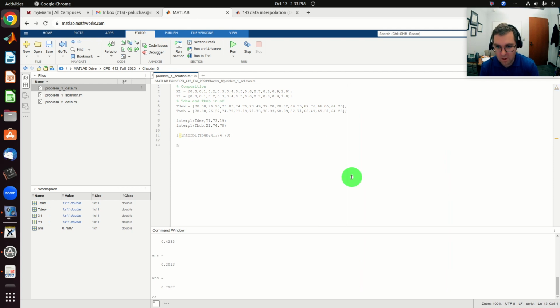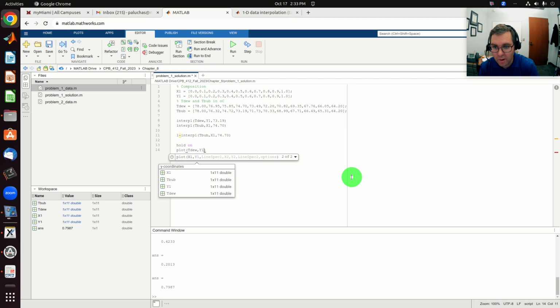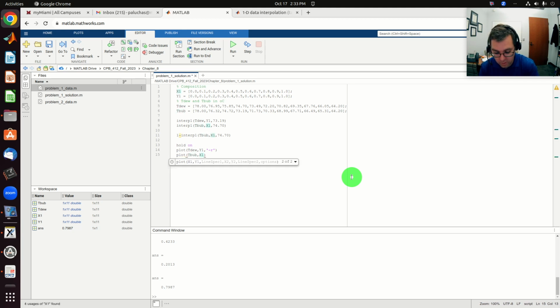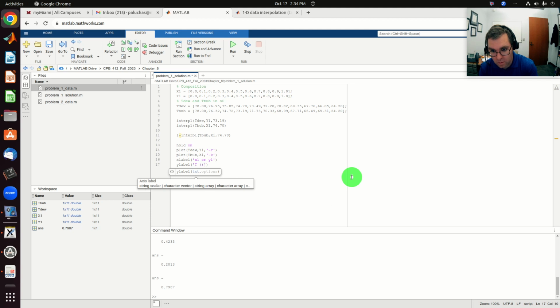Okay, and so, I'm going to do a hold on. Okay, and I'm going to plot T_DO versus y1, and I'm going to make that a red line. Then I'm going to plot T_bubs versus x1, and we'll make that a black line. We'll have an x label that's going to be x1 or y1. Y label will be T in degrees C. I think it's getting messed up because I didn't put it in quotes. Let's see if that works in terms of degrees C. And then, yeah, you could always add a title or all of that fun stuff.